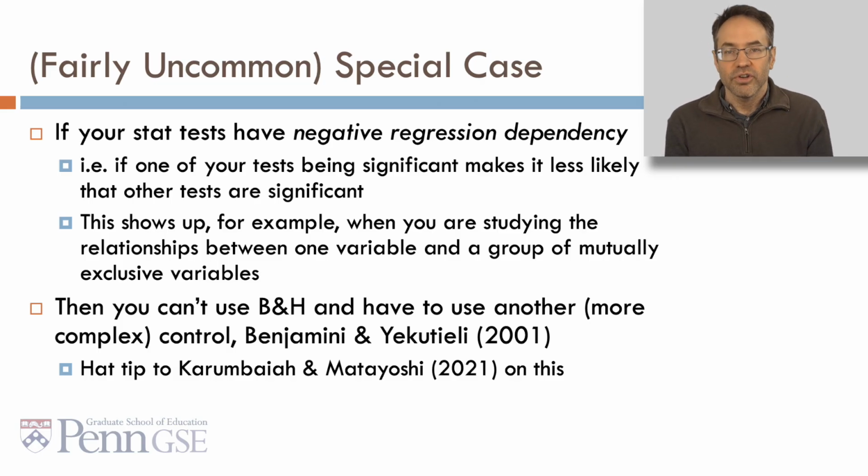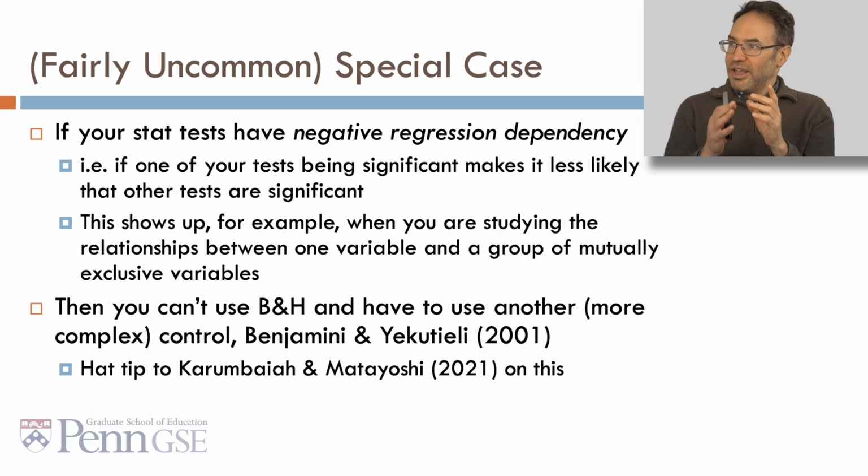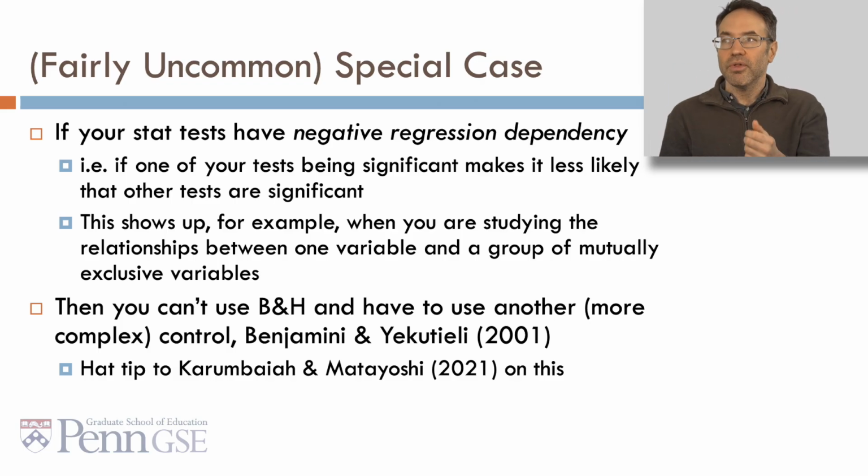And this shows up, for example, when you're studying the relationships between one variable and a group of variables that are mutually exclusive with each other. So it's kind of a special case, but for example, in affect dynamics work it shows up. And I want to give a hat tip to Shamya Karambaye and Jeff Matayoshi on this one. They published a great paper that kind of pointed out this issue, and it pointed out that a lot of people were making this mistake, including me.